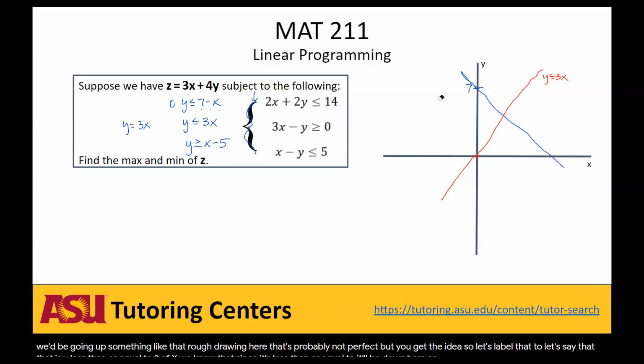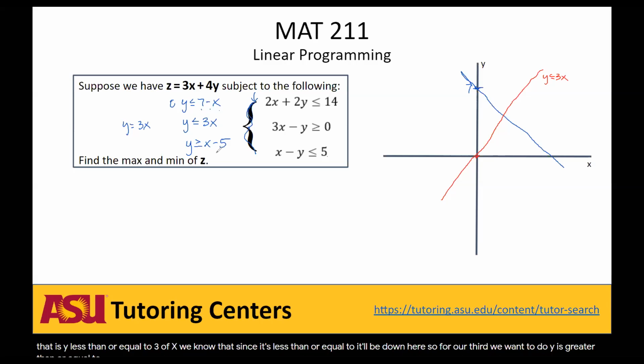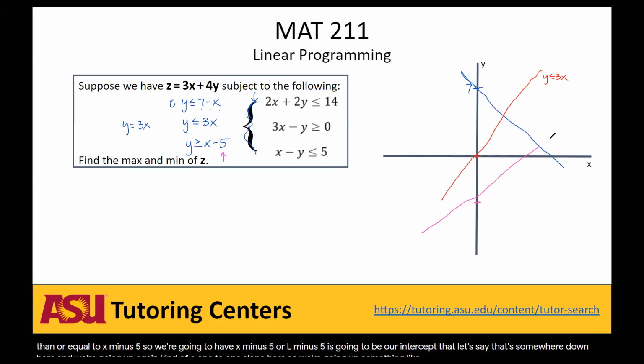So for our third, we want to do y is greater than or equal to x minus 5. So we're going to have x minus 5, or minus 5 is going to be our intercept. So let's say that's somewhere down here. And we're going up, again, kind of a 1-to-1 slope here. So we're going up something like this. Good enough. You guys get the idea.